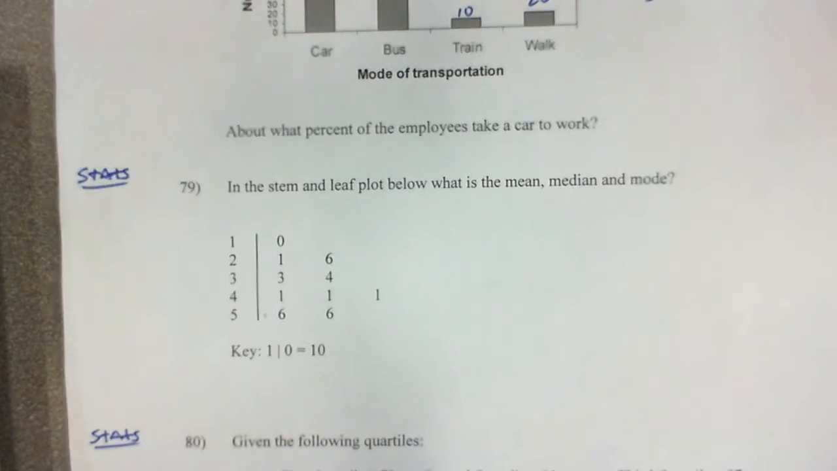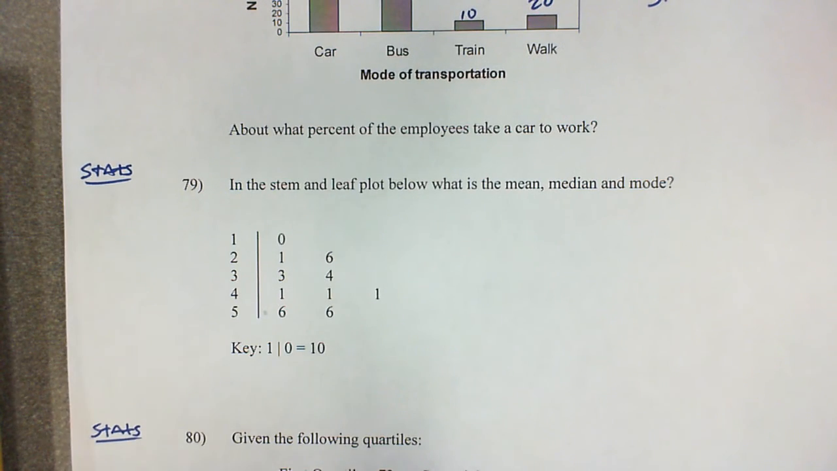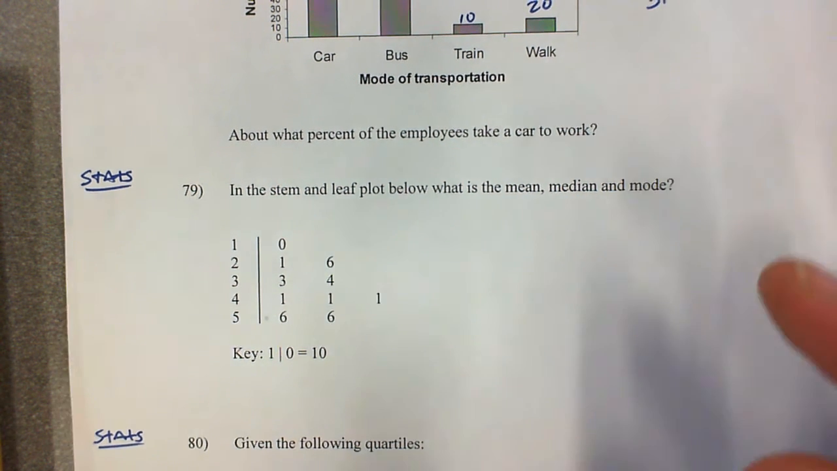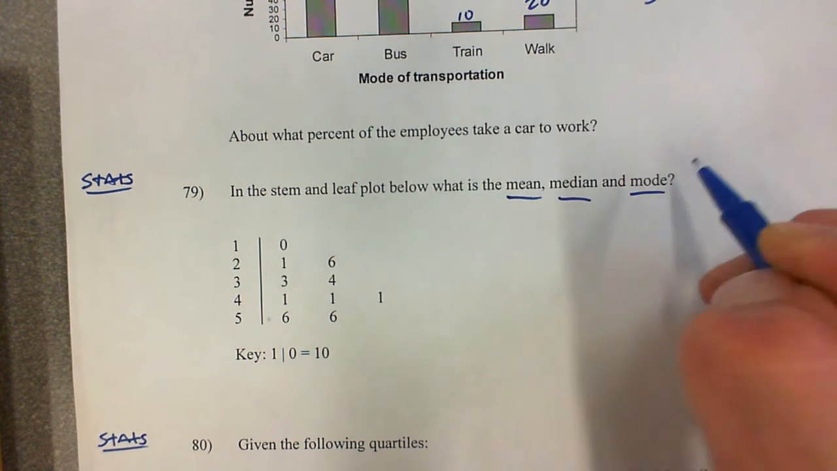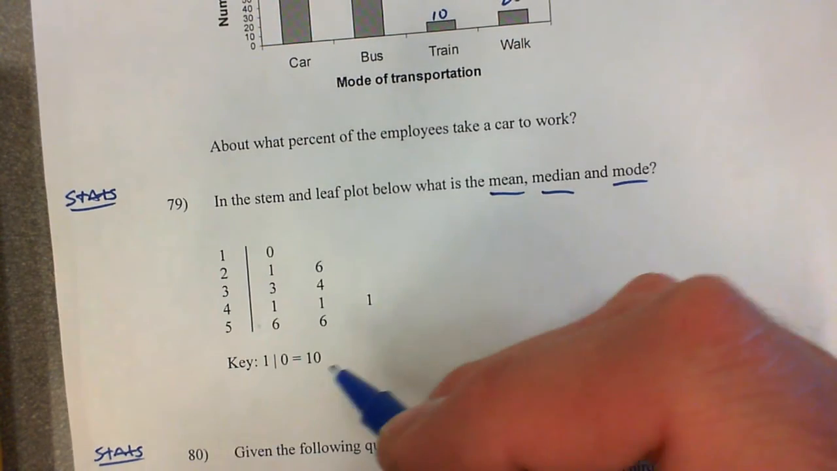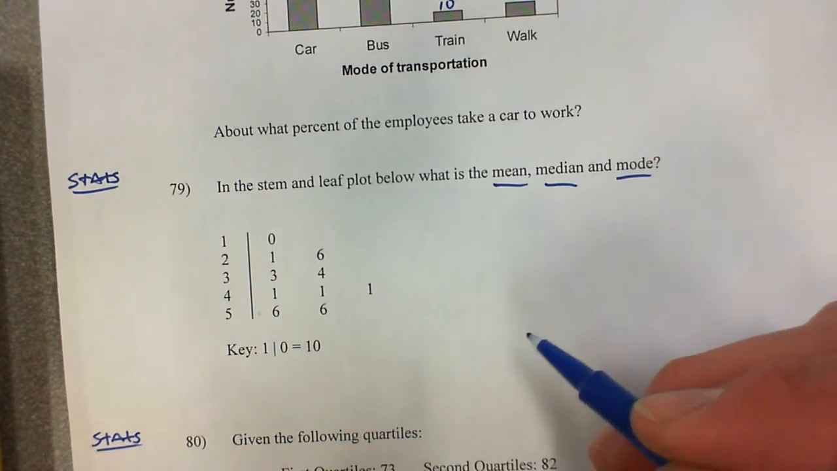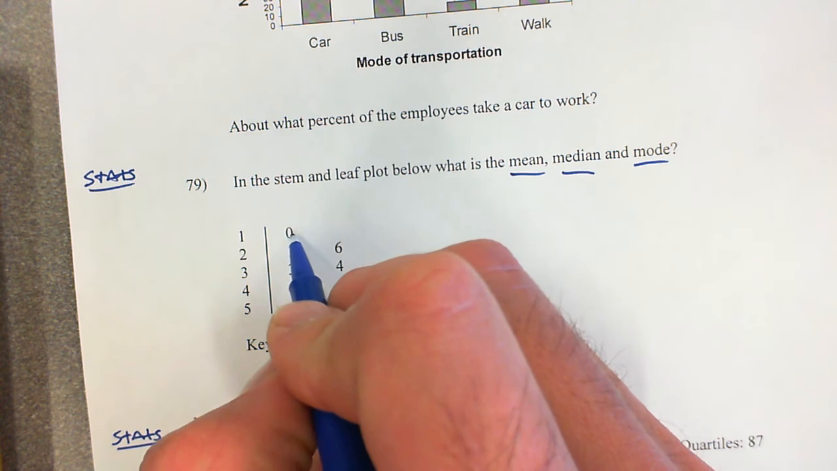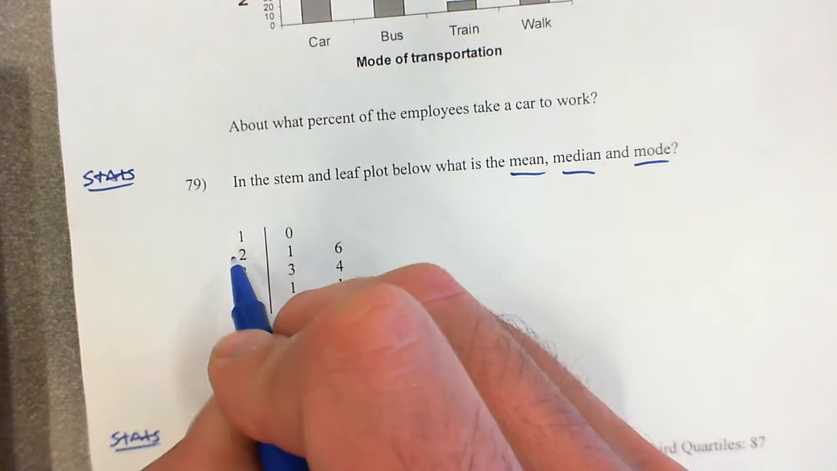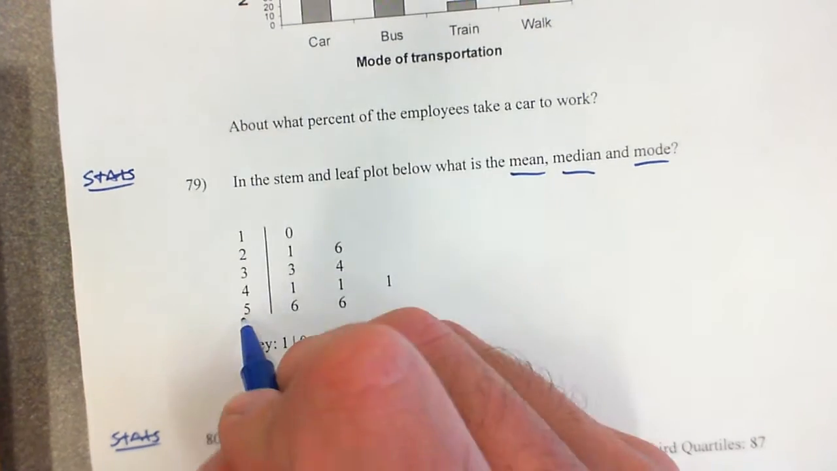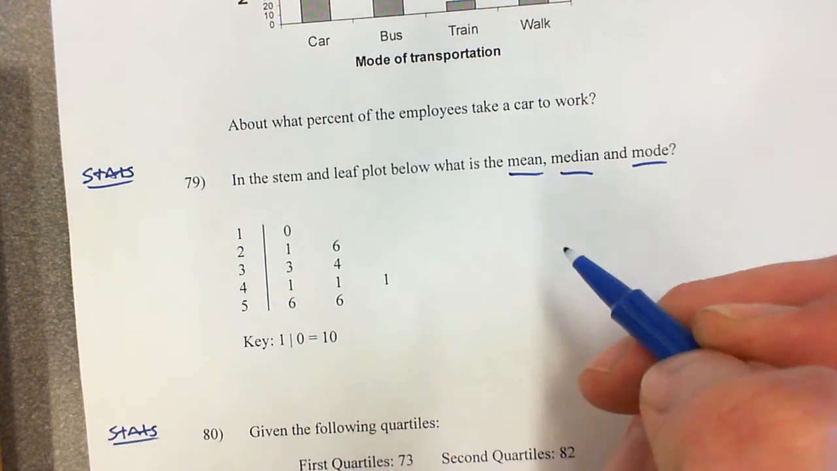On 79, we have a stem and leaf plot, and they want to know what's the mean, median, and mode. So we want the mean, median, and mode. So the mean, what we have to do is add these all up and divide by the total number. So how many, remember the stem and leaf here, 1/0 means 10. So then this is 21, 26, 33, 34, 41, 41, 41, 56, and 56.